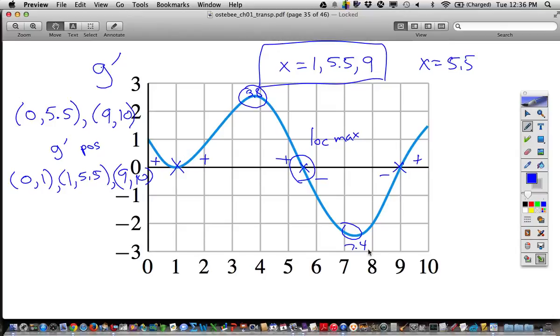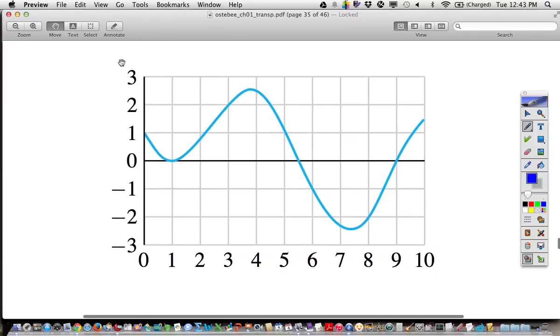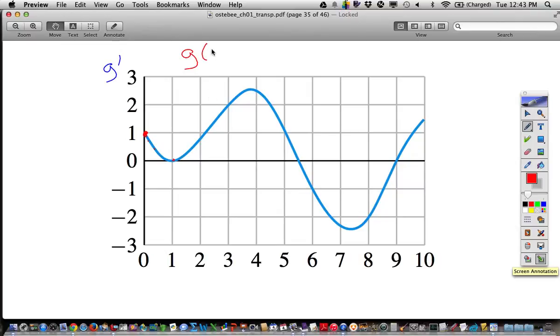33, we're supposed to sketch a graph of G. So let's get all this off of here, and let's do this. So this is G prime. All right, so this graph right here is G prime. Okay, we're going to graph G. All right, so what am I looking at here? These y values is what I'm looking at, right? So these are positive and getting less. So where do I start this graph? They gave me a point on the G graph.